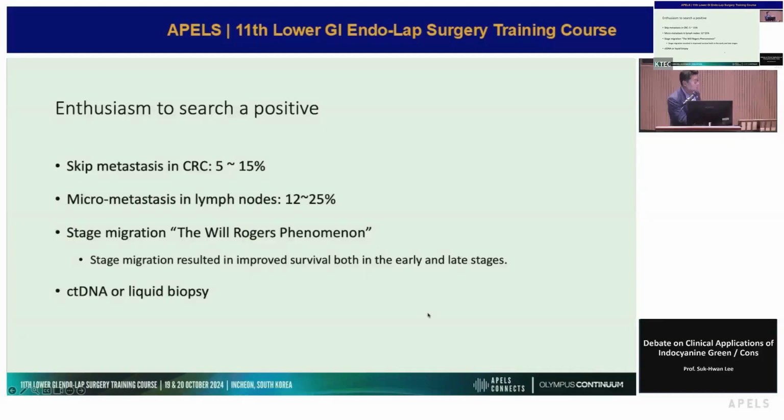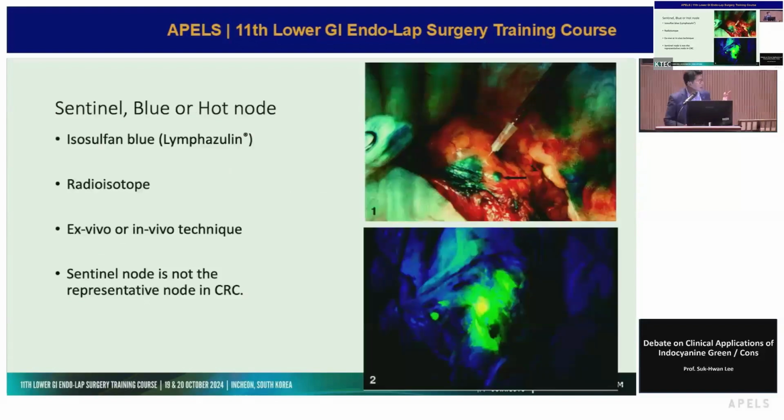And after that, recently we also have other new technologies like ctDNA or liquid biopsy. So technologies are continuously evolving, but still, all these are goodies. During that time, isosulfan blue, lymphazurin, was very popular. But at the time, it was not available in Korea. So I asked the importer to import that material with my own expenses, with my research fund, whatever.